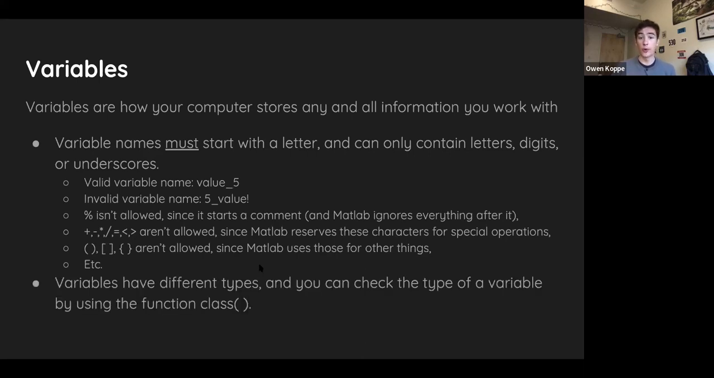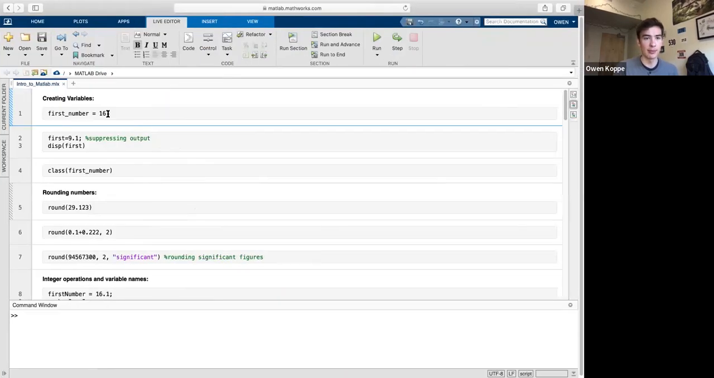So one last note before we switch over to some code is that variables have different types. And we'll talk a lot more about types after this slide, but you can check the type of a variable by calling the function class. So now we'll switch over to code and see some variable name examples.